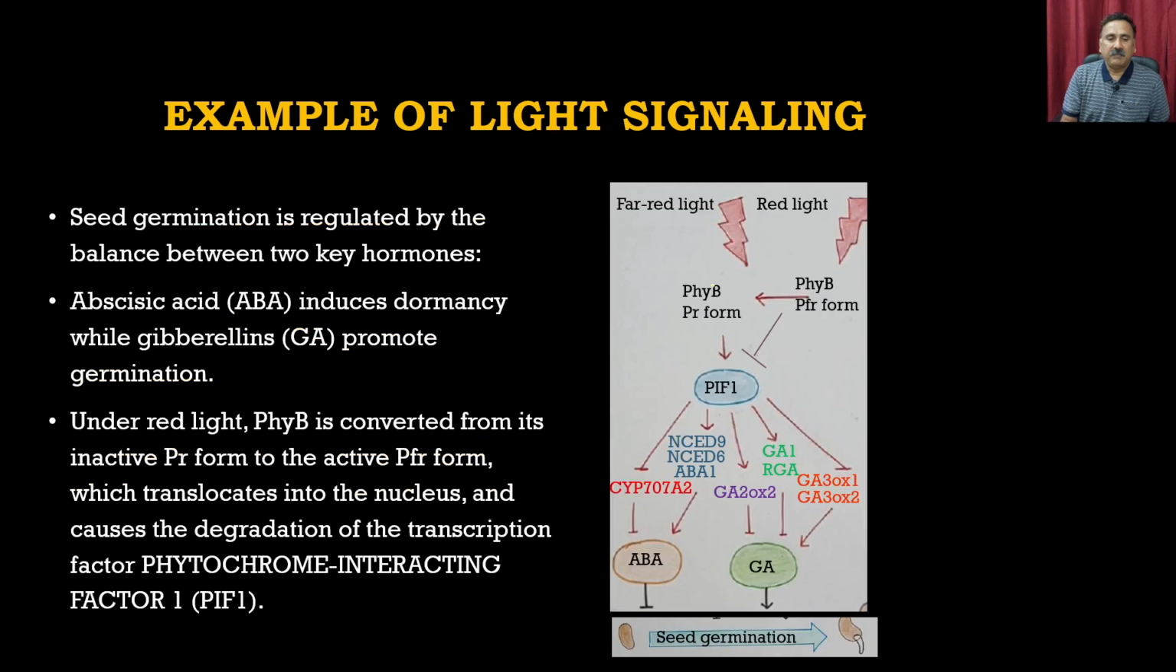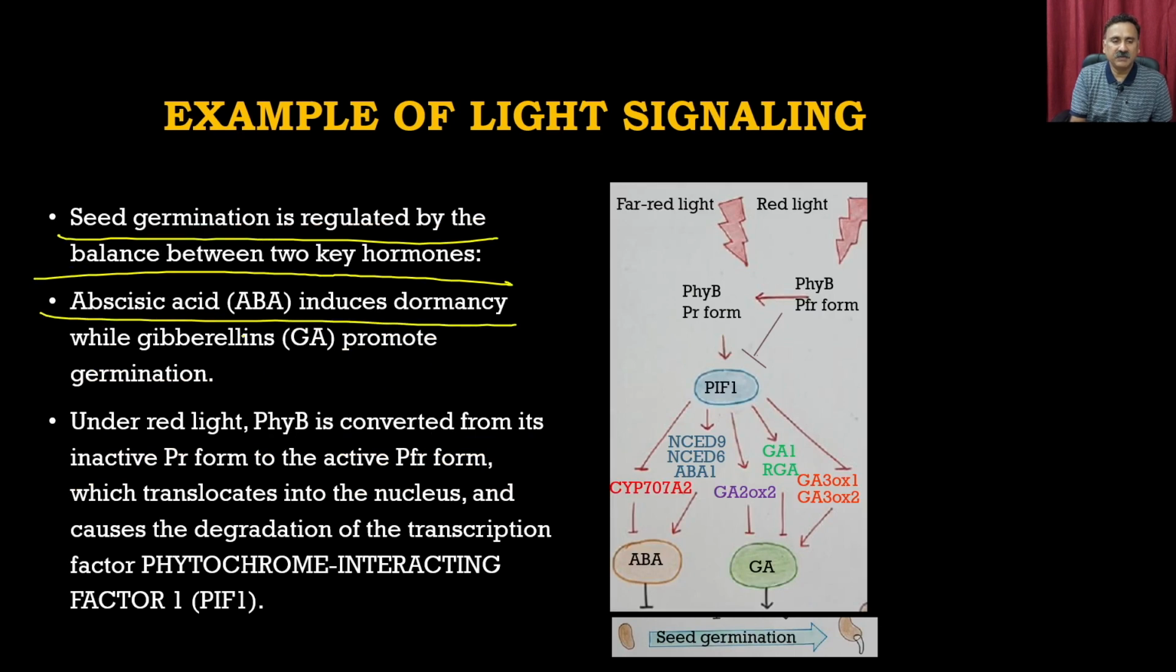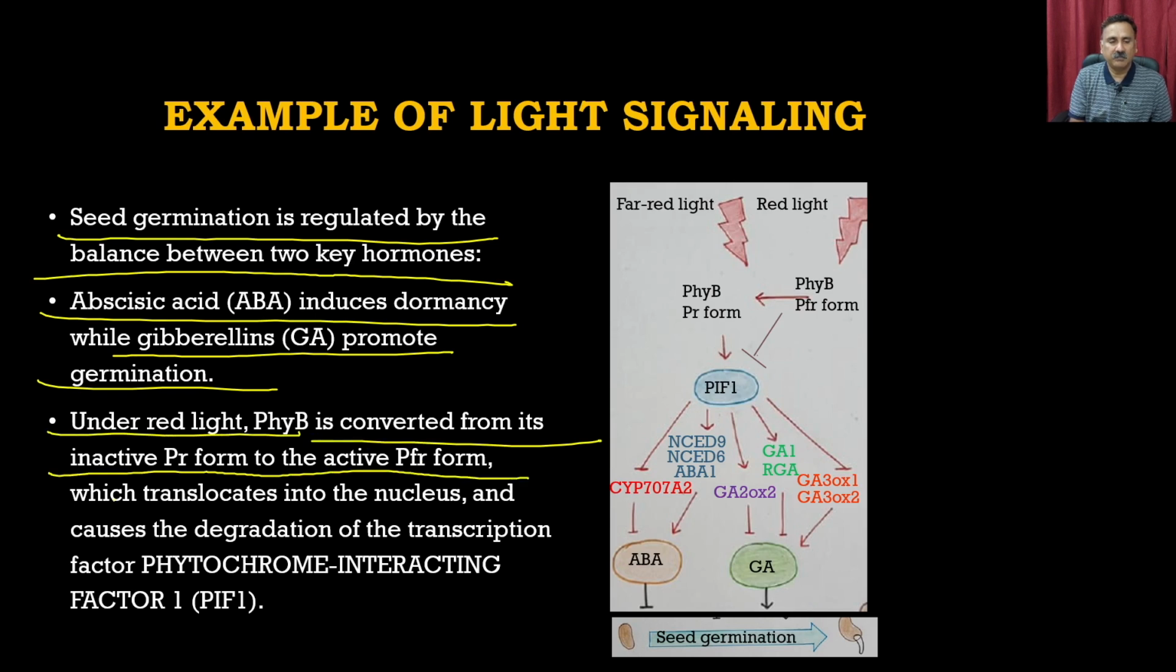Now, what is exactly happening, right? So, seed germination is regulated by a balance between the two key hormones, the abscisic acid induced dormancy and the gibberellic acid promoting germination, right? So under the red light, phyB is converted from its inactive Pr form to the active Pfr form, which translocates into the nucleus and causes the degradation of the transcription factor called phytochrome interacting factor 1.